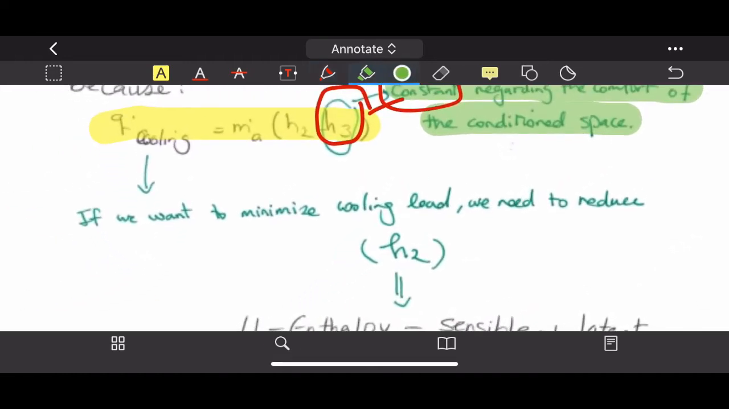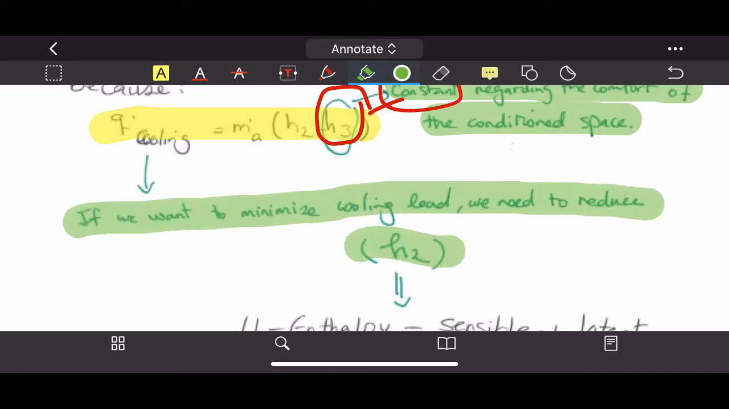Now, the mental thought goes this way. If you want to minimize the cooling load, we need to reduce H2.